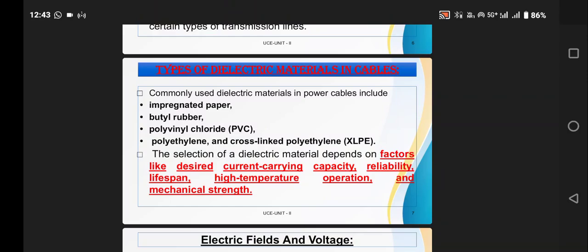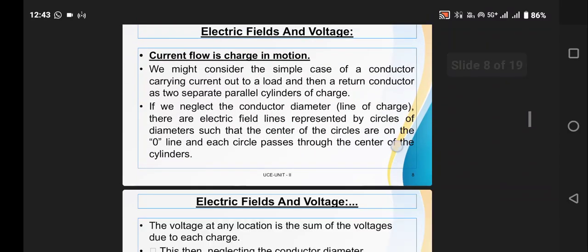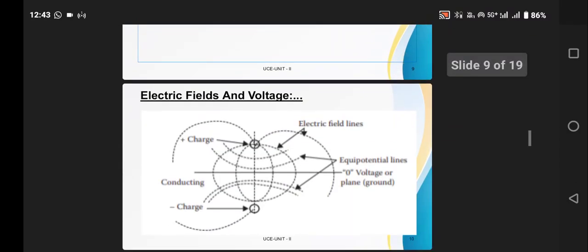Electric field and voltage. Current flow is charge in motion. If we neglect the conductor diameter, there are electric field lines represented by circles of diameter such that the centers of the circles are on the zero line and each circle passes through the center of the cylinders. This diagram represents the electric field and voltage.